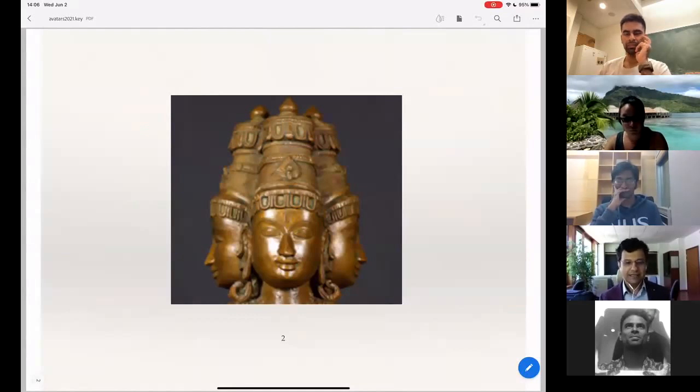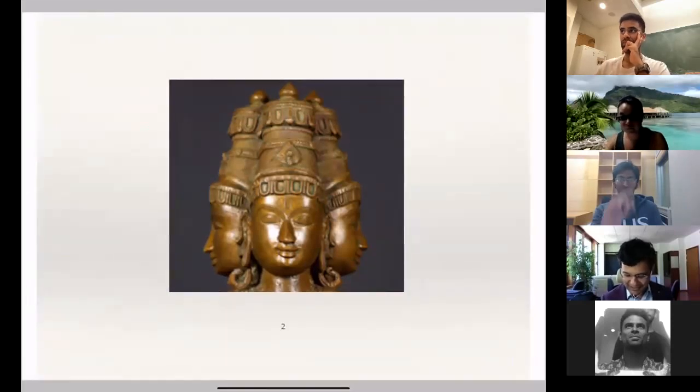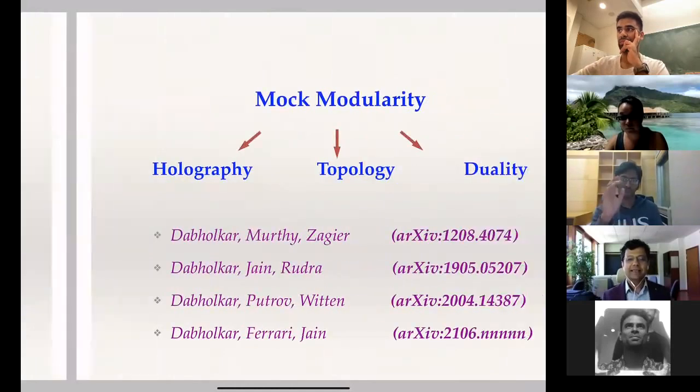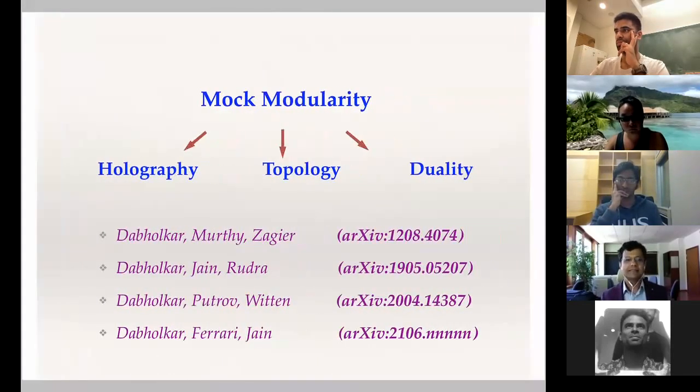So these are the 3 avatars of mock modularity. This is the famous 3-headed Dattatreya in India. And the 3 avatars have to do with holography, topology, and duality. This starts with my work with Murthy and Zagier. This is how I got into this story.